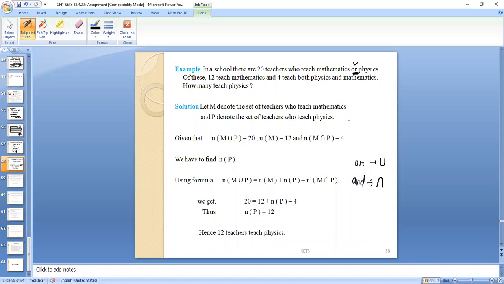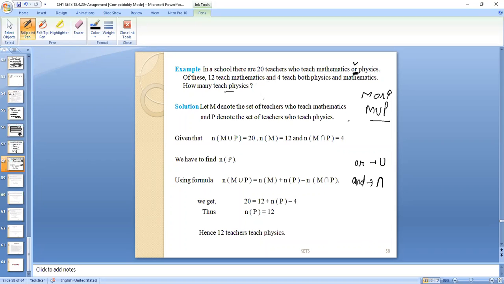In a school, there are 20 teachers who teach mathematics or physics. Of these, 12 teach mathematics, 4 teach both physics and mathematics. How many teach physics? So let M denote the set of teachers who teach mathematics, and P denote the set of teachers who teach physics. We have to analyze what is given to you. What is this 20? 20 teachers who teach mathematics or physics, M or P? M or P means M union P. So we are given number of elements in M union P is 20.